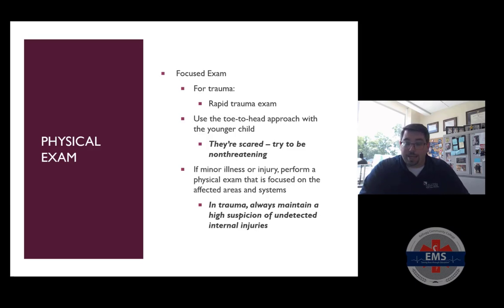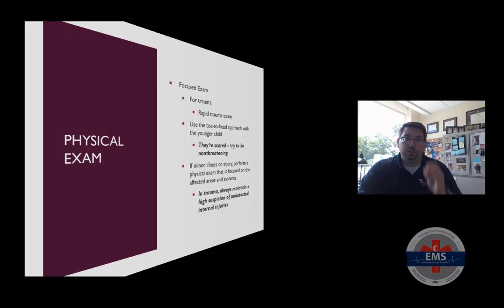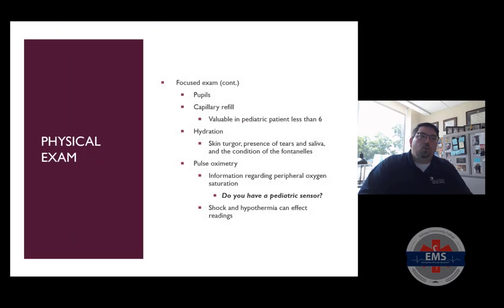Remember that in trauma, always maintain a high index of suspicion for undetected internal injuries, as that energy, that kinetic energy, is going to be transferred more easily through the bone. There's less protective structures, less developed muscles, all which means the internal organs are more likely to become damaged. We also are going to check things like pupils, cap refill time. It's very valuable in patients that are less than 6 as far as the status of their circulatory system.